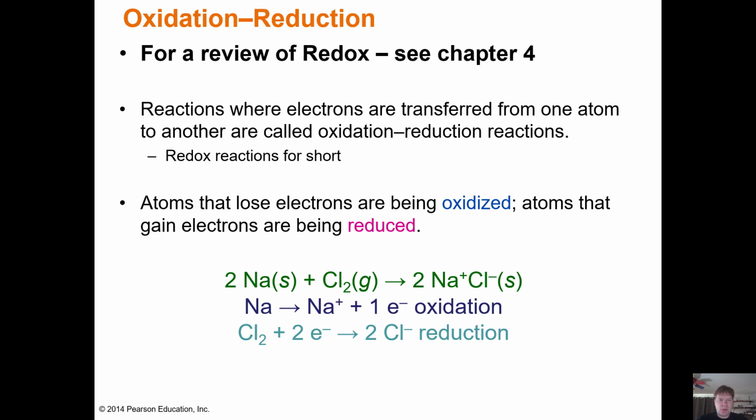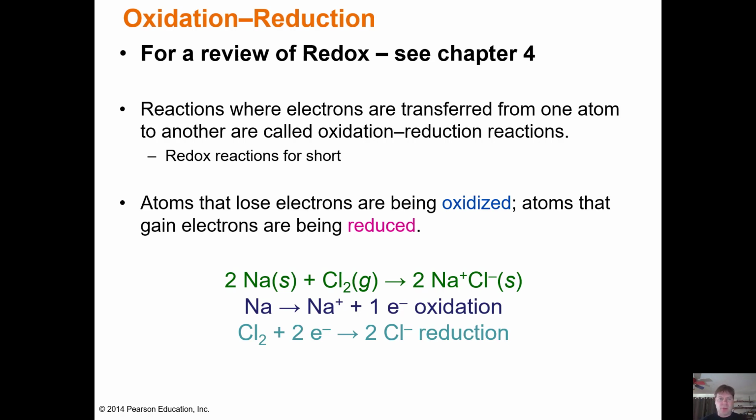So we're saying losing, we're saying gaining is reduced, not losing is reduced. So that might seem a little bit backwards. You definitely want to make sure you have this correct, so you know which one goes together. So losing electrons is oxidation, gaining electrons is reduction. You need to make sure you know that and be able to apply that as we go through this.